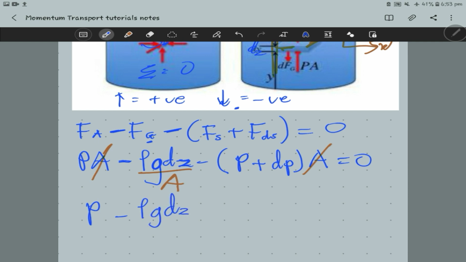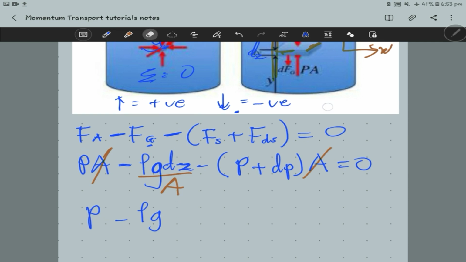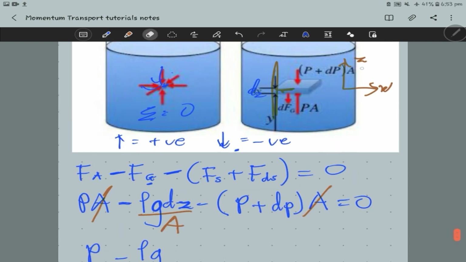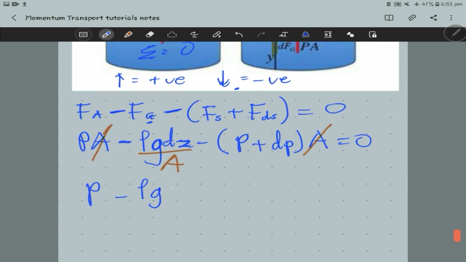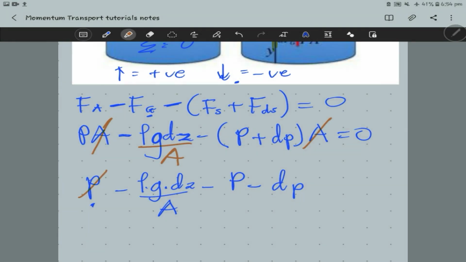This dz are together. This means a small thickness of the fluid, because we are saying our coordinate system is xz, so we have dz. So let's make it this way. This dz are together, a small thickness, and then we have area here. And what we have here, we have a P. We brought it out, and then we have a dp here again. This is taken care of by this.